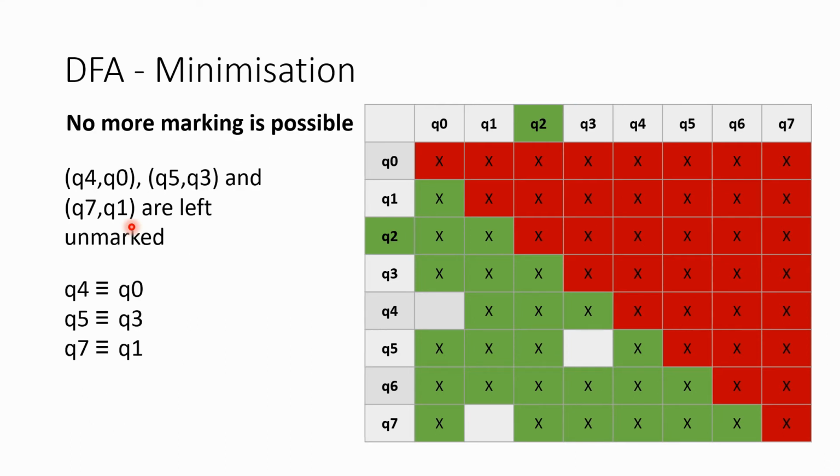Now, after 2 iterations, we found that no more marking is possible in this table. So we can come to the conclusion that Q4, Q0, Q5, Q3 and Q7, Q1 are equivalent tuple sets. Thus, Q4 is equivalent to Q0, Q5 is equivalent to Q3 and Q7 is equivalent to Q1.